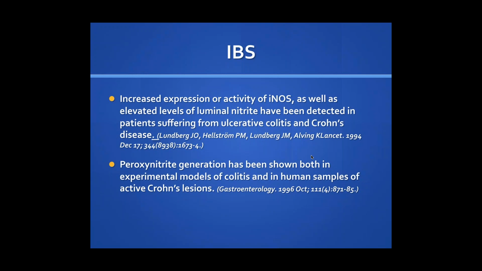I have a patient who, since she was 12 years old, has had ulcerative colitis and has been in and out of the hospital for flare-ups. And on one methylation program, it just completely stopped. It was just stunning. She's my biggest proponent now, but I didn't really understand the mechanism until I started looking into this pathway a little deeper, and it looks like it just turned off the production of the wrong kinds of nitric oxide. And peroxynitrite generation has been shown both in experimental models of colitis and in human samples of active Crohn's disease lesions.